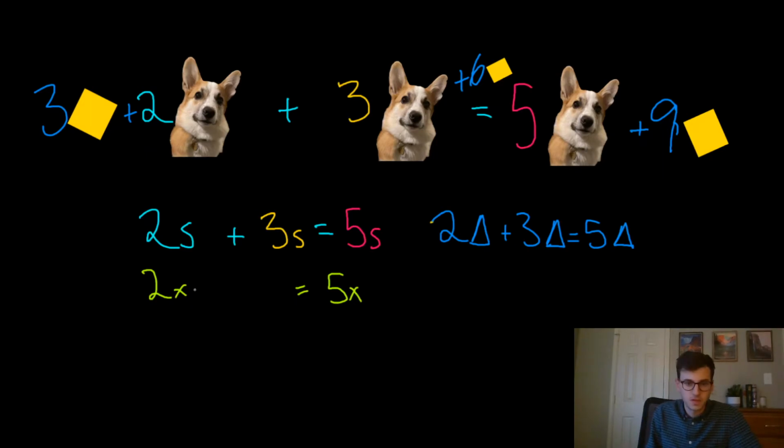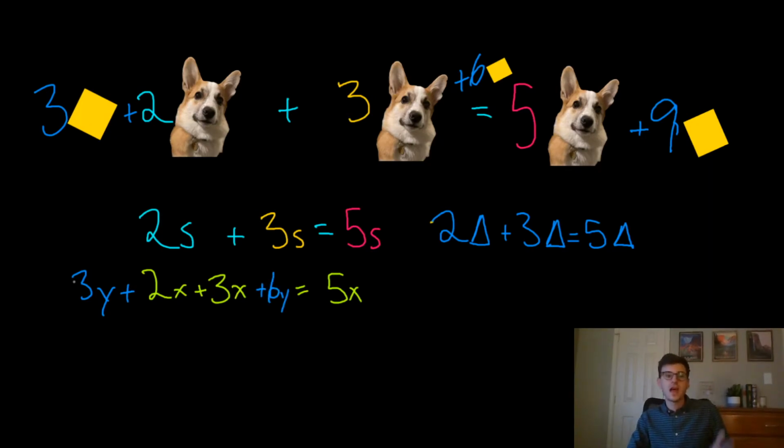2x plus 3x equals 5x. Okay, and now we can... oh, well, what if I said I had, let's say cheese is y. So what if I had 3y plus 2x plus 3x plus 6y?